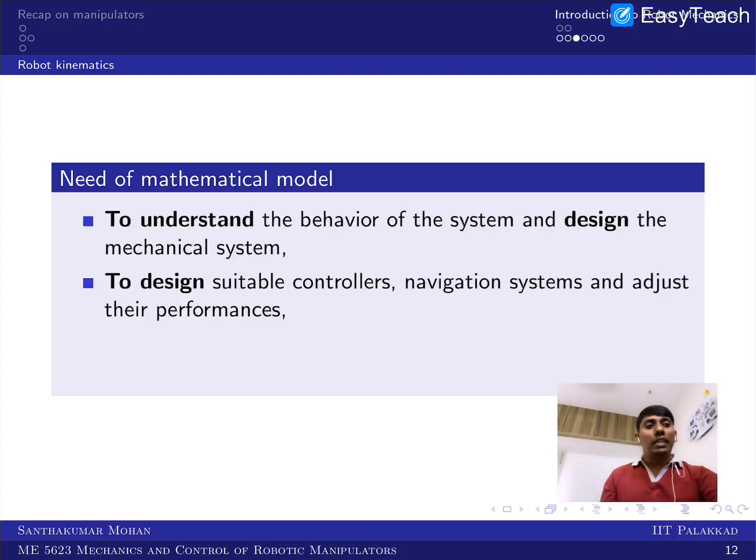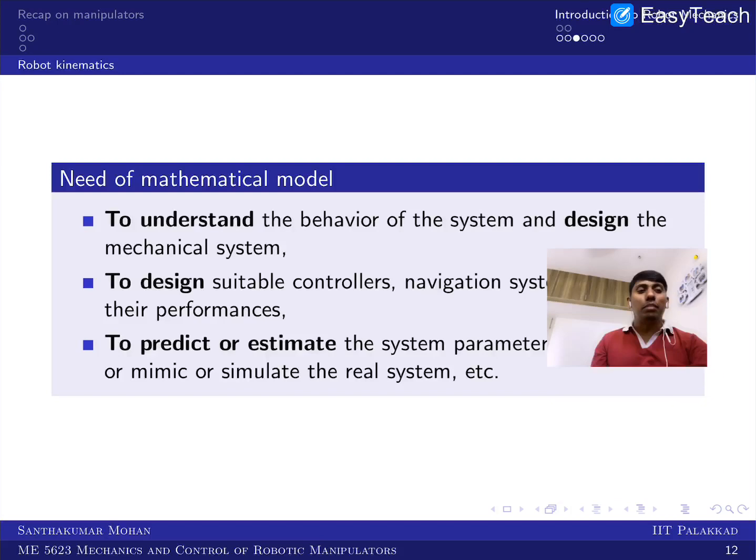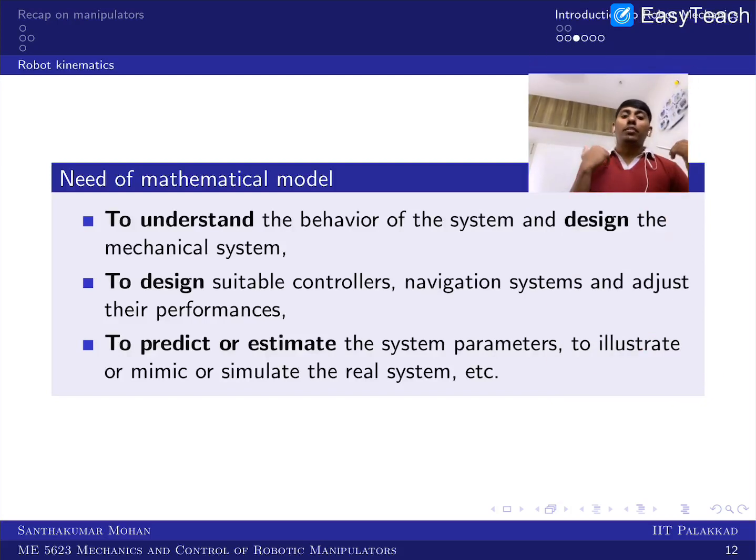Further, we can see that some of the parameters you cannot estimate accurately, or in some cases you cannot even predict. So then we can make a mathematical model, get the real time, and we can do an empirical aspect. In that sense, we can do a system identification or parameter estimation aspect.